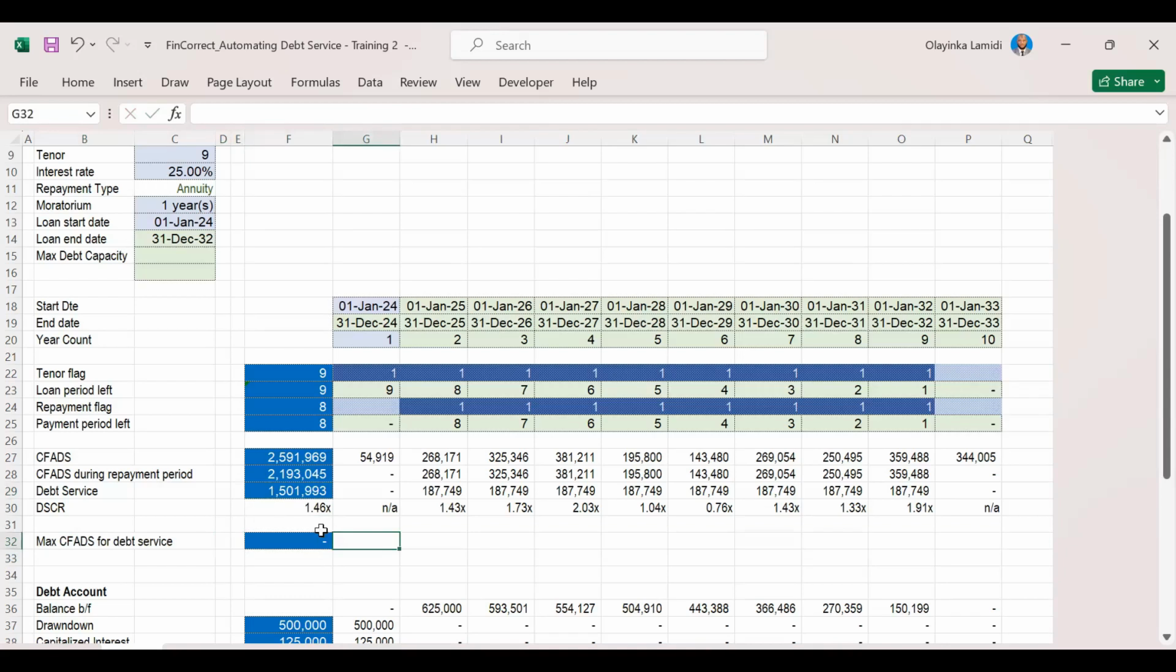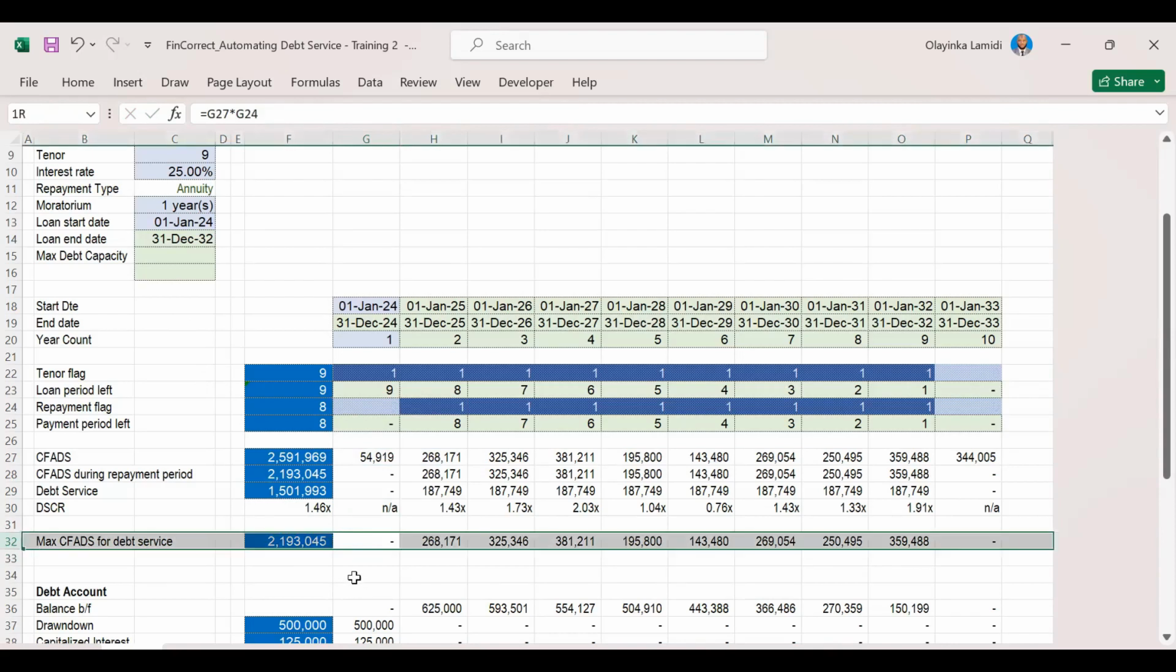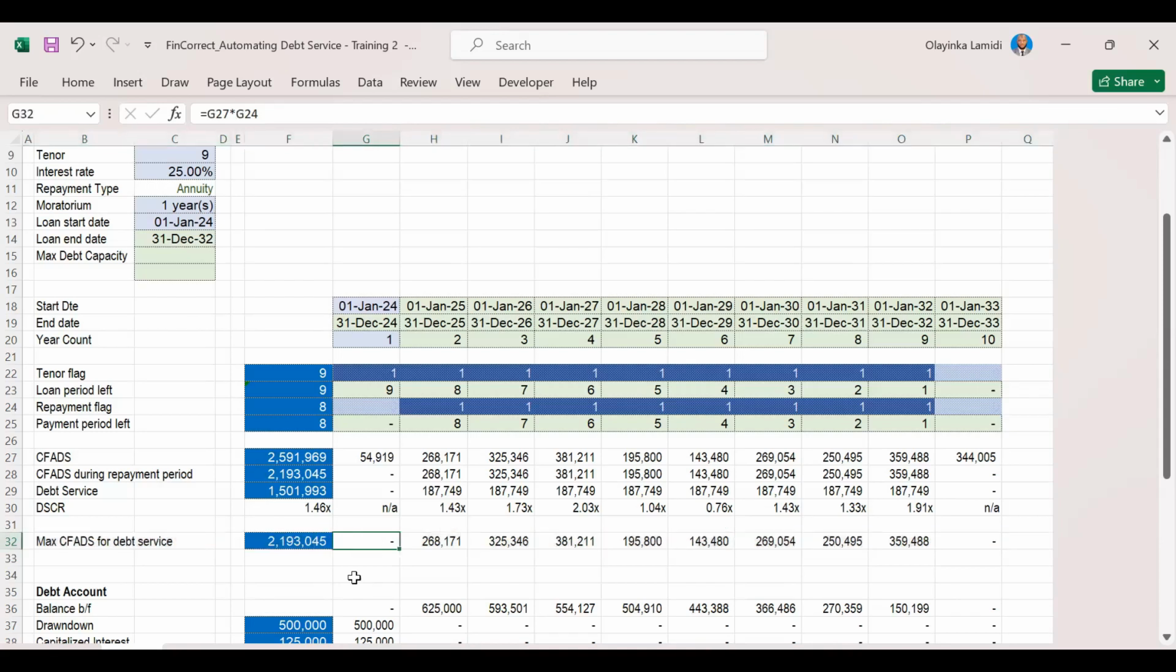Now, how do I get my maximum CFAT for debt service? I will just say my CFAT multiplied by the repayment period flag. So, maximum CFAT for debt service during the repayment period, of course, and then fill right. So, I have the maximum CFAT for debt service. This is the amount that I would be using to determine my maximum debt capacity, because we don't want to raise a loan that this cash flow that we would use to service debt during the repayment period would not be enough to service.